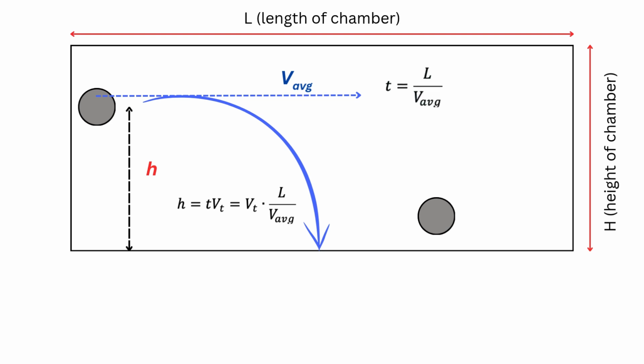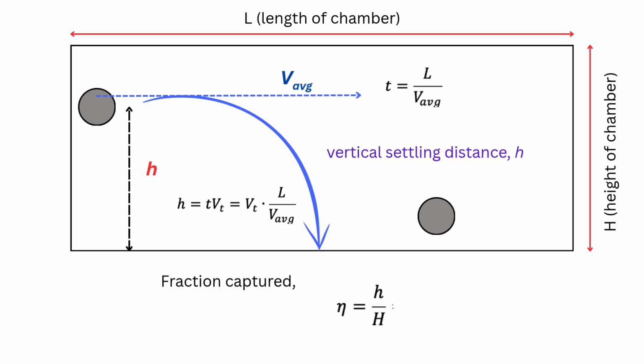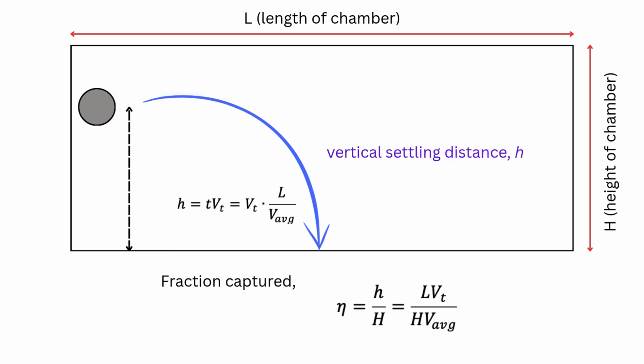During that time, the particle will settle by gravity at a distance known as the vertical settling distance. Thus, the fraction of particles collected or settled down before it reaches the end of the chamber is the fraction of its vertical settling distance to the chamber's height.